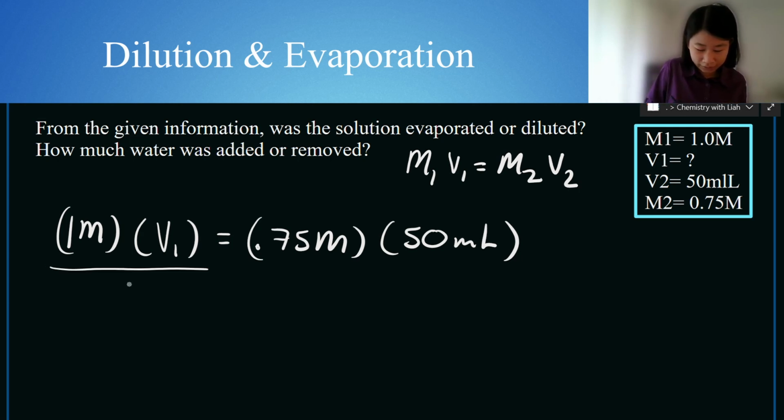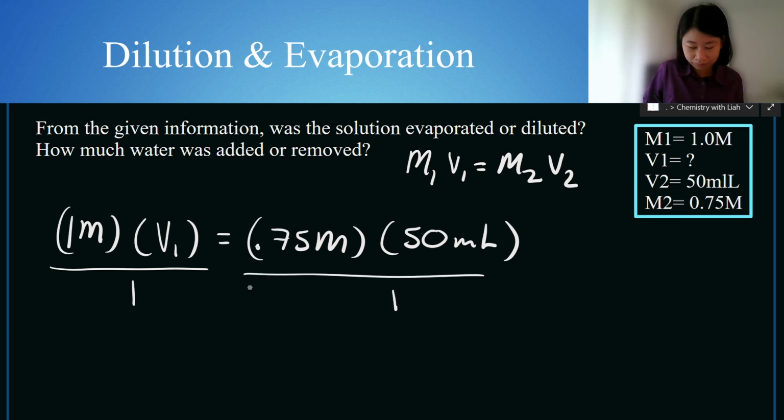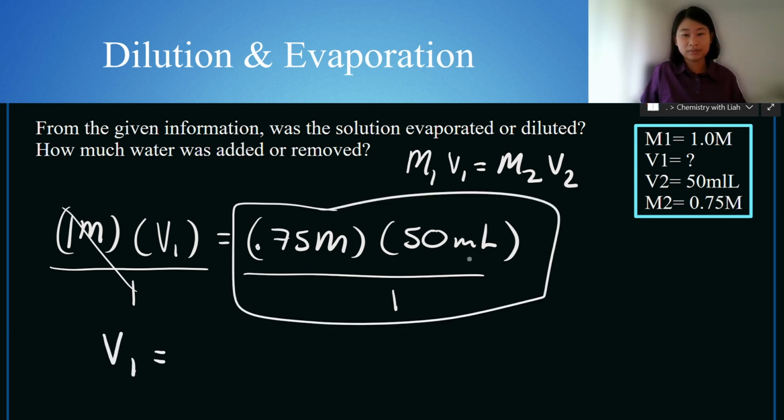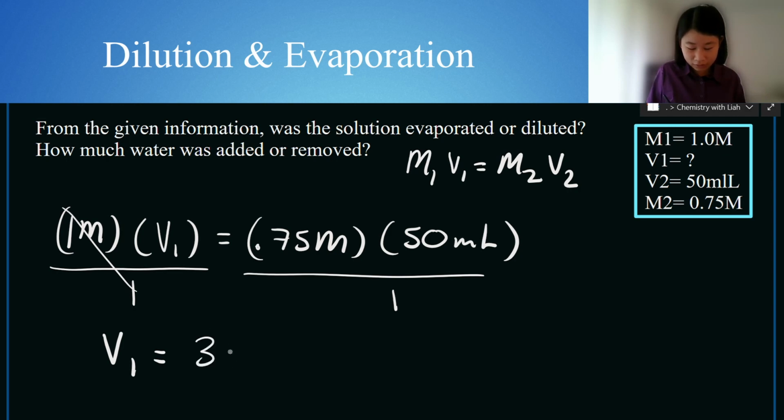Okay, so we're going to divide by 1 in both cases. Cancel out the 1 here. Alright, and then we have this equation that V1 will be equal to the equation here on the right. Doing this math, we get 37.5, and because this is going to be in volume, we're going to have ml.